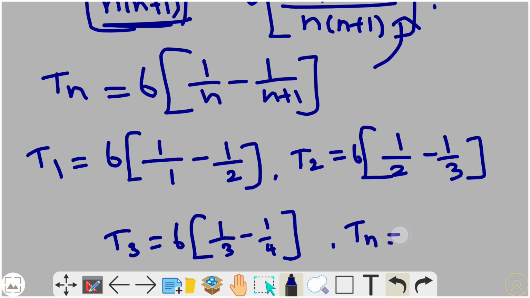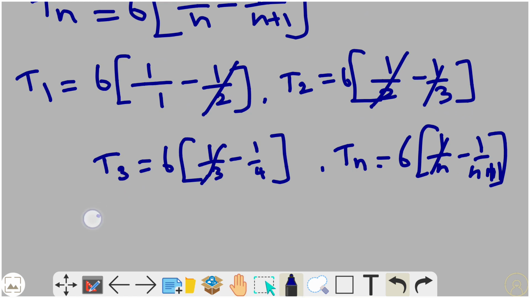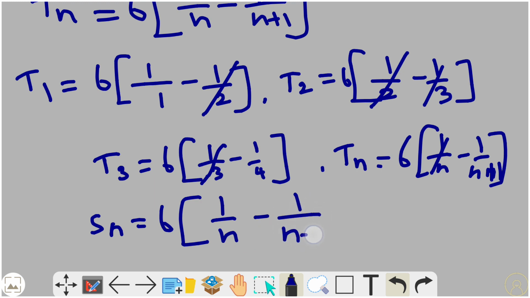So Tn is equal to 6 into 1 by n minus 1 by n plus 1. Okay, if you add all the terms, just look here: minus 1 by 2 plus 1 by 2 cancel each other, minus 1 by 3 plus 1 by 3 cancel, minus 1 by 4 plus 1 by 4 also cancel, and the 1 by n cancels with the previous term, so Sn is equal to 6 into 1 by 1 minus 1 by n plus 1. So this is the sum of all the values from this series.